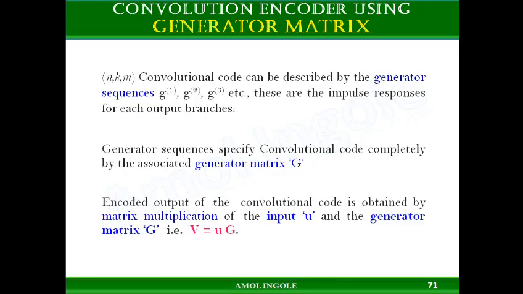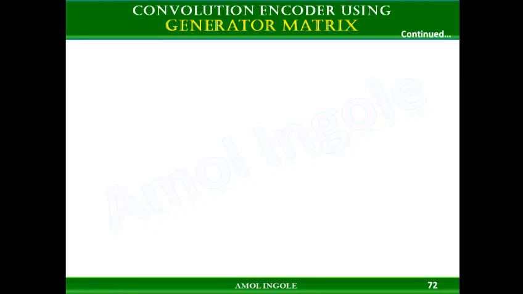The encoded output of the convolutional code is obtained by matrix multiplication of the input bit stream and the generator matrix. That is, V is equal to UG. So it is similar to the LBC, where we obtain the linear block code by multiplying the message block with the generator matrix. Let us see how this generator matrix can be obtained.